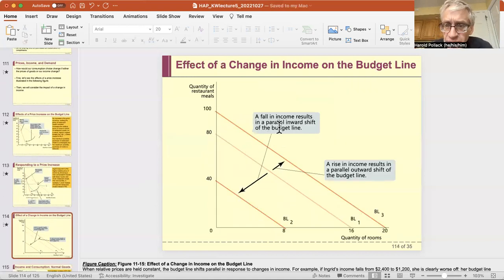Now, if I change my income, the budget line shifts as a parallel line. So if this is my original line, you raise my income, I come up to this new line. You lower my income, I go down to this other line. Slope stays the same. That's going to change my consumption too.